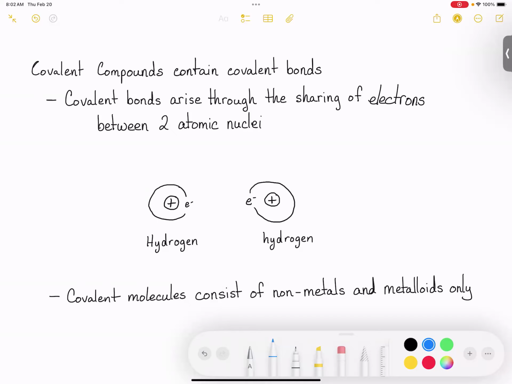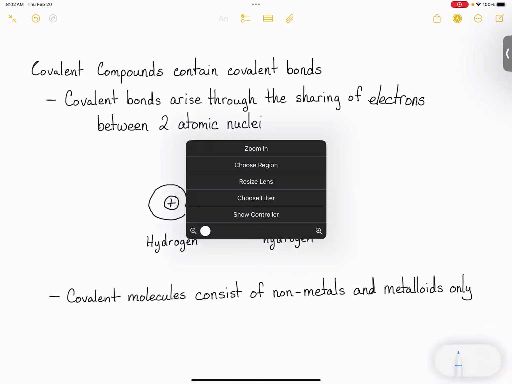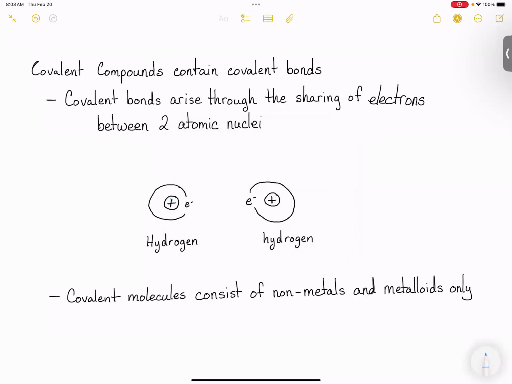Okay, so what we're going to be doing today is talking about covalent compounds or covalent molecules. Covalent compounds contain a covalent bond, and a covalent bond arises through the sharing of electrons between two atomic nuclei. Essentially, if let's say I have these two hydrogen atoms, what happens in a covalent bond is that the nucleus of one hydrogen atom winds up attracted to the electron on an adjacent hydrogen atom, and the nucleus of the adjacent hydrogen atom winds up attracted to the electron on the other atom.